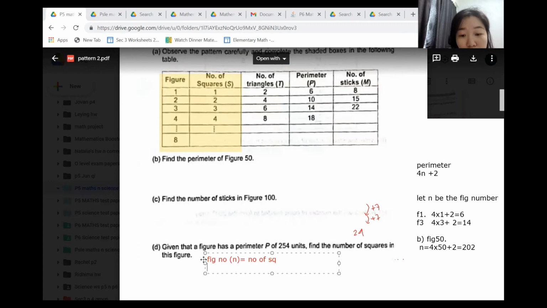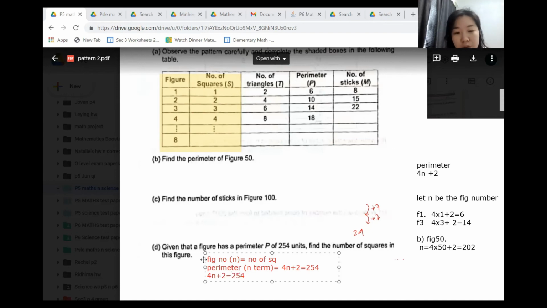So now how do I actually find it if I know that my perimeter is 254? Still remember our perimeter just now, our n term for perimeter is equal to 4n, and then we plus 2, correct or not? And we know that the total perimeter is equal to 254. So I need to solve it as an algebra equation. So I have 4n plus 2 equals 254.